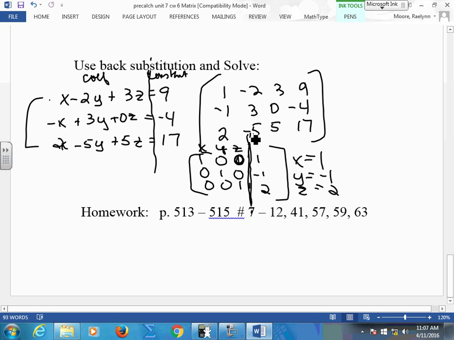So, X, Y, and Z, I put the variables right across the top. When X is on, Z is off, Y is off, the value of X is 1. X is off when Y is on, the value of Y is -1. X is off, Y is off, Z is on, the value of Z is 2. There's my answers.